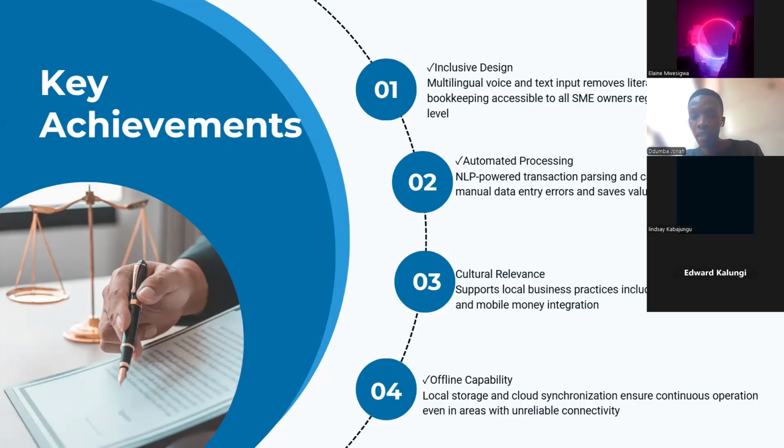And also we have cultural relevance, which supports the local business practices, including the date tracking, basically dates and tracking them so that they can be able to have accountability of their finances. And also mobile money integrations through the use of APIs. And lastly, we have the offline capability whereby the user can have the local storage and maybe later synchronize with the cloud when the user is online.